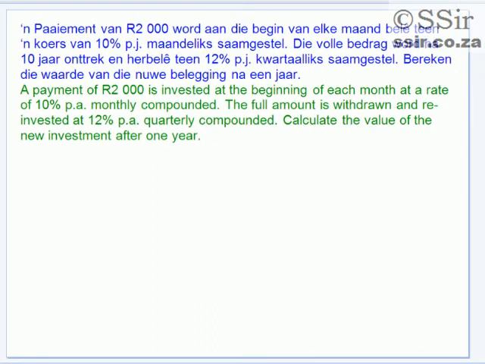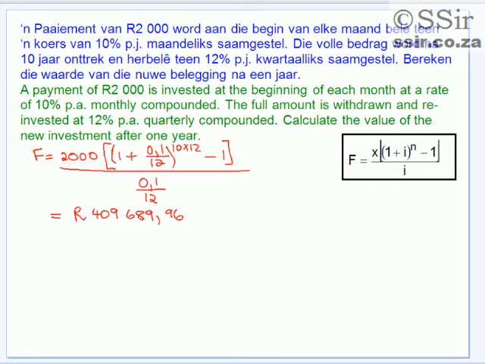A payment of 2,000 Rand is invested at the beginning of each month at a rate of 10% per annum, monthly compounded. The full amount is withdrawn and reinvested at 12% per annum, quarterly compounded. Calculate the value of the new investment after 1 year. If you look at this carefully, you'll see that the first 10 years is an annuity that we must calculate. And this annuity is exactly the same as the previous question which we did. So let's just write down the answer and use it.